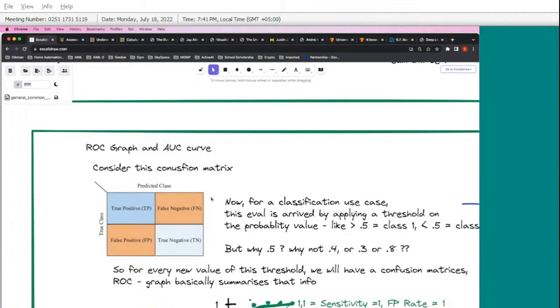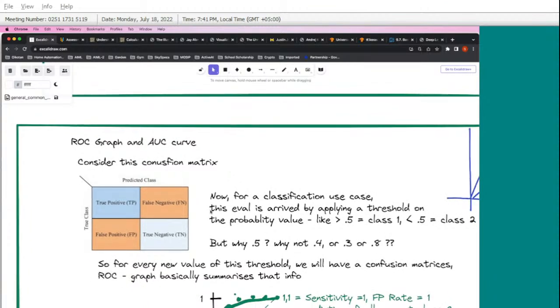One set of diagonals will represent true positive. What is true positive? We are clear about this nomenclature, right? What is true positive, false negative, true negative? I'm assuming that you guys are all clear about it, okay?